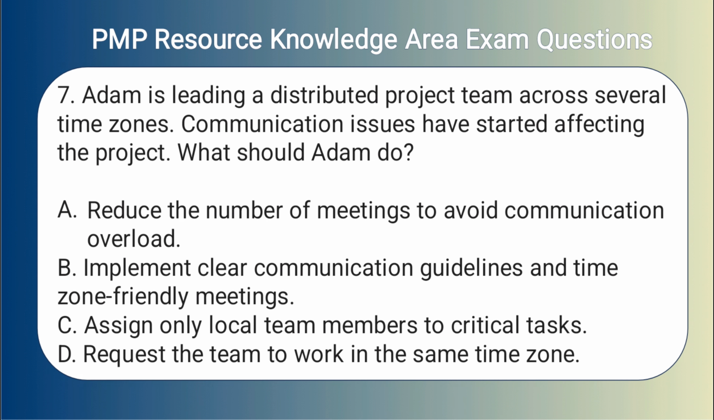7. Adam is leading a distributed project team across several time zones. Communication issues have started affecting the project. What should Adam do? A. Reduce the number of meetings to avoid communication overload. B. Implement clear communication guidelines and time zone-friendly meetings. C. Assign only local team members to critical tasks. D. Request the team to work in the same time zone.